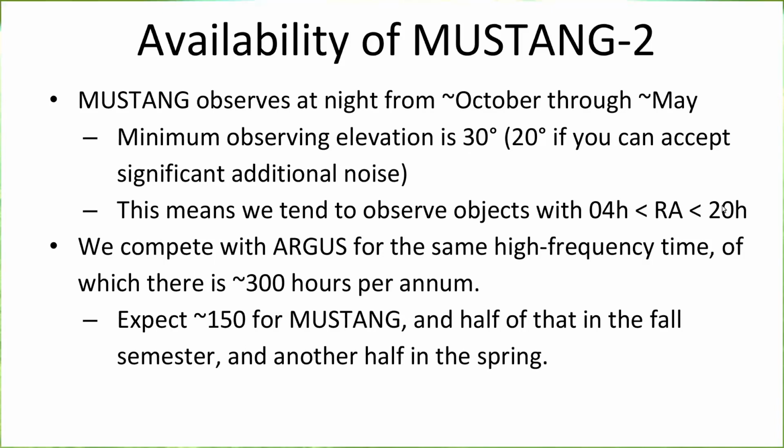Those requirements tend to restrict your objects to right ascensions between 4 and 20 hours. Certainly, there's some dependence on your declination again. And then, in large part, we're competing with Argus for high frequency time. And I'd say it's roughly half and half between Argus and Mustang for the available high frequency time, which is roughly 300 hours per year or 150 hours per semester.